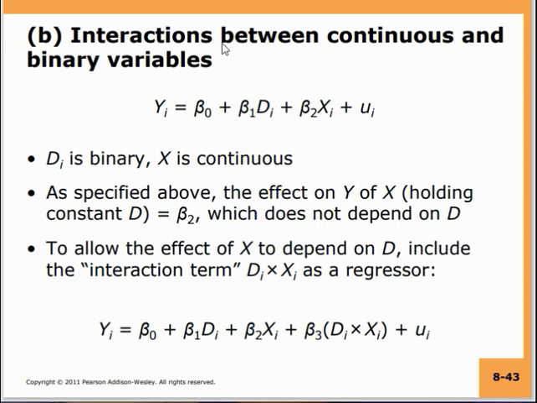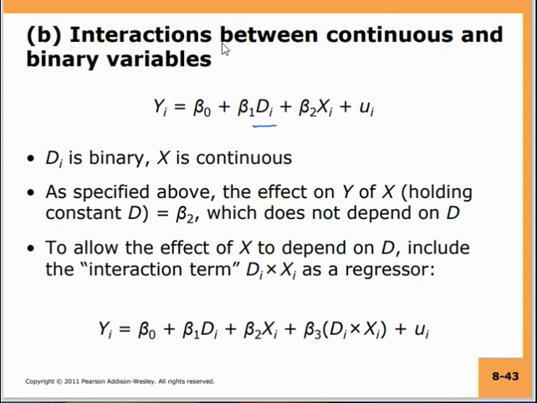What if you have one binary variable and one continuous variable? The binary variable is di and the continuous variable is xi. So suppose we ask, what is the effect on y of an incremental change in x holding constant d? In this particular specification, it is just beta 2, because di and xi have their own separate effects. There isn't an interaction effect assumed in this specification.